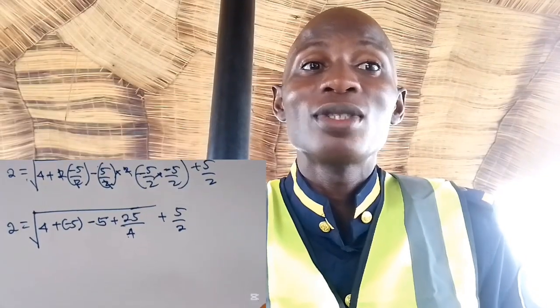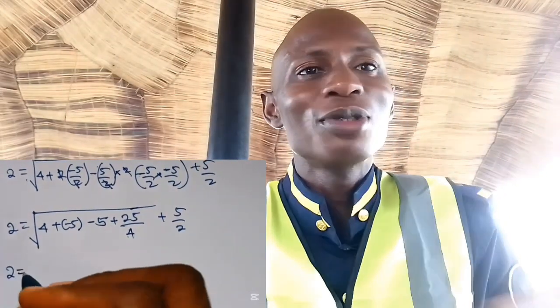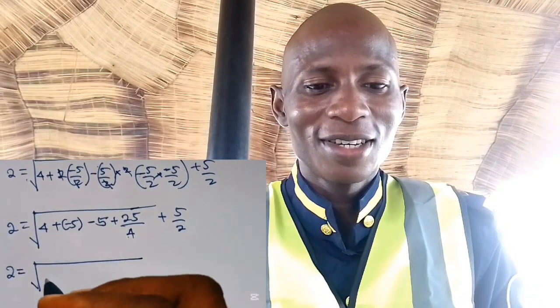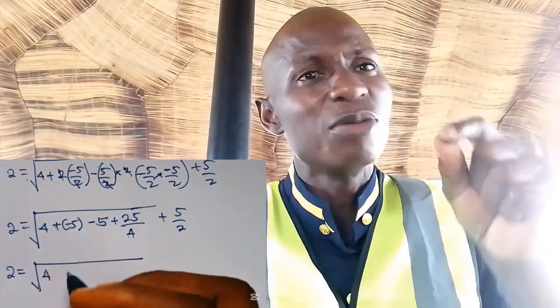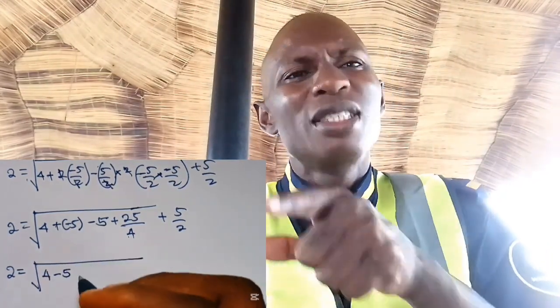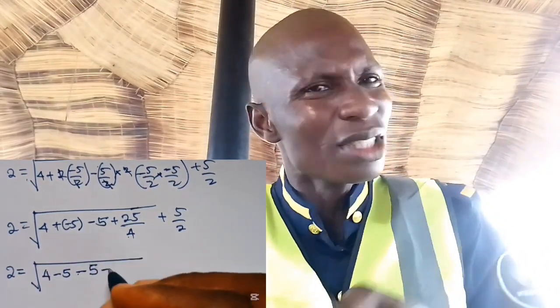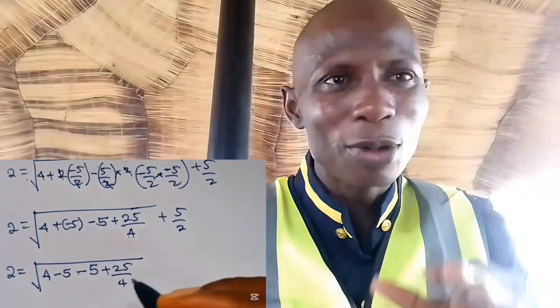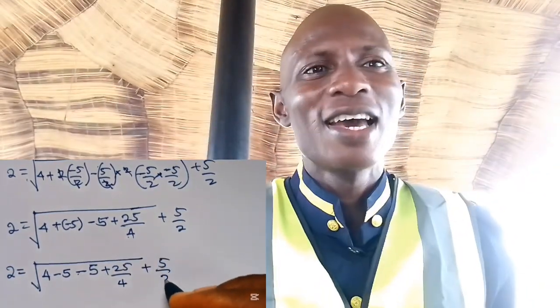Now we have 2 is equal to the square root of 4 plus 25 over 4 plus 5 over 2. See, any other demonstration that will give us minus, they must go to something equal to something, and minus something equal to plus something. That is the way they must go. There is no other way again.